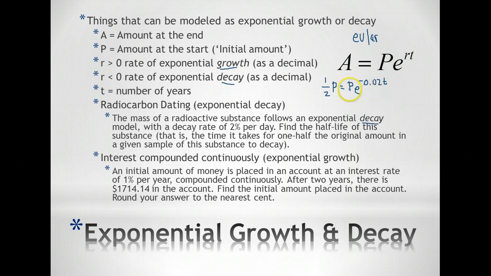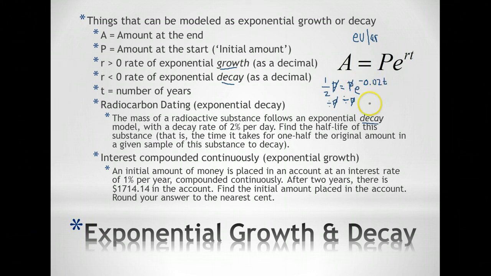Now remember, the first step is to get the e part all by itself. So I have to divide both sides by P. And this really works out because I have no idea what P is. It's just some number that I don't know that I start with. But P divided by P cancels out. So I get 1/2 equals e to the negative 0.02 t.